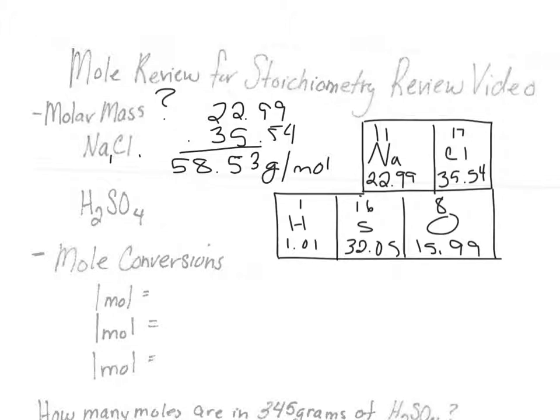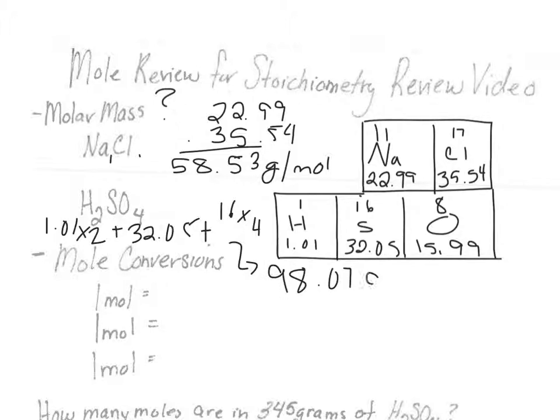All right, on the next one here, I've got two hydrogens, so that's 1.01 times 2. My sulfurs, there's one of those, so that's 32.05, and then I've got to add that to my oxygens, which weigh 16 times 4, and I total all those up, and I get 98.07 for my sulfuric acid, and that's grams per mole. Alright, so that's a refresher on how to do molar mass.